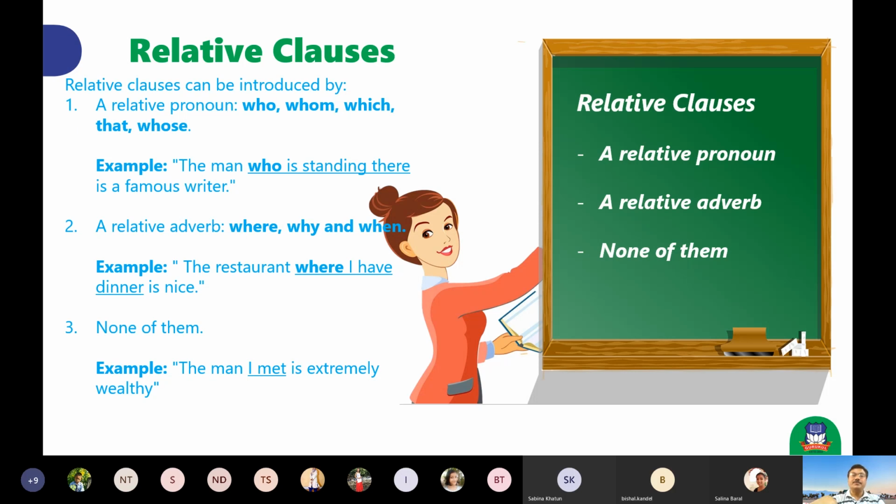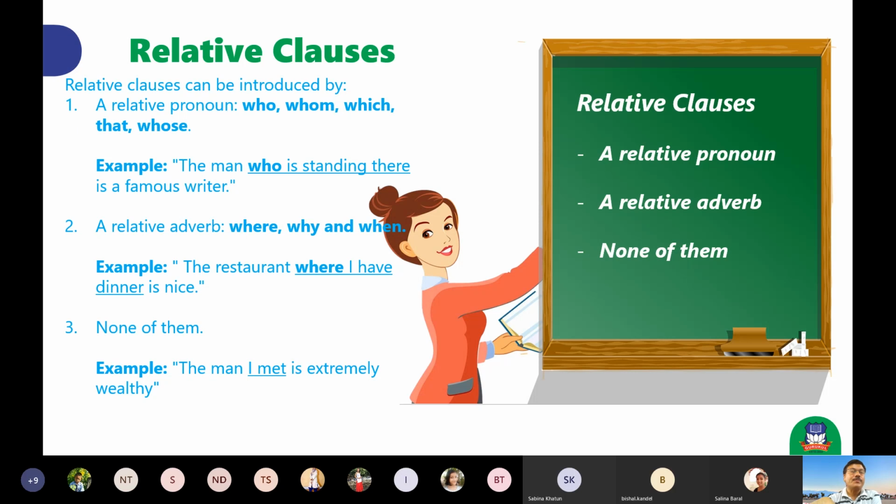Okay, the restaurant, where, place, the restaurant is a place. So just after restaurant there is where, but where I have dinner. Okay, so where did I have dinner? The restaurant. That's why its relation is with the verb also. Okay, that's why it is an adverb. If the relation is only with a noun, that is an adjective. If the relation is with a verb, that is an adverb. So where I have dinner is nice. This way also it can be.